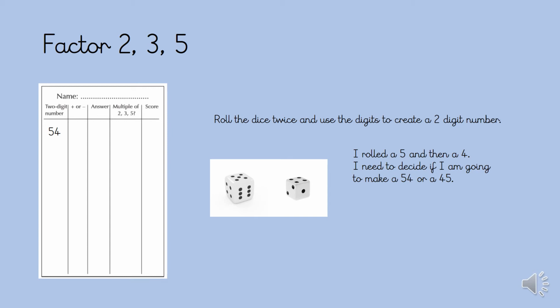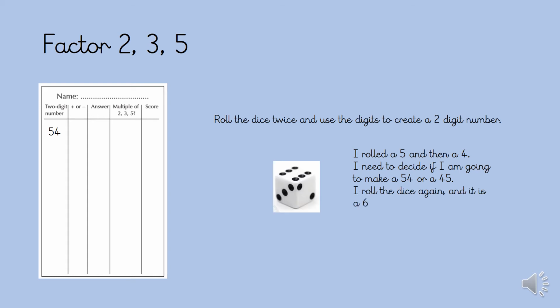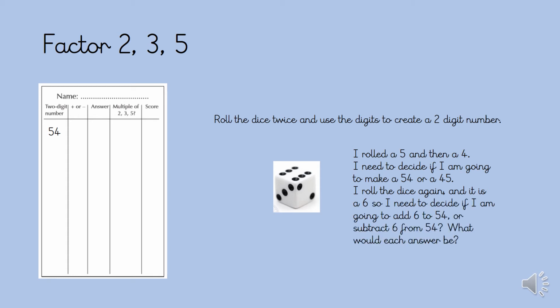I roll the dice again because if you look at the column next to it, it says plus or minus. So I'm going to roll the dice again to see what I'm going to add or subtract to 54. So I rolled 6. Now I need to decide if I'm going to add 6 to 54 or subtract. So have a think, what would the answer be to each one of those?